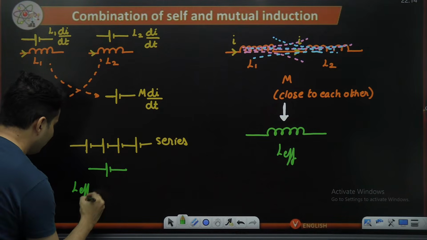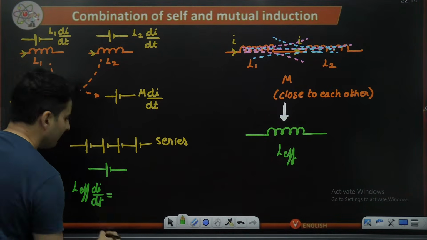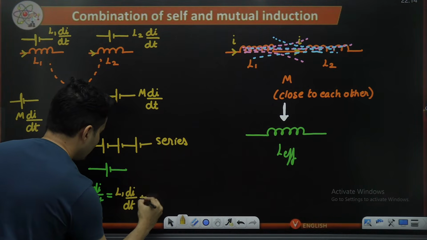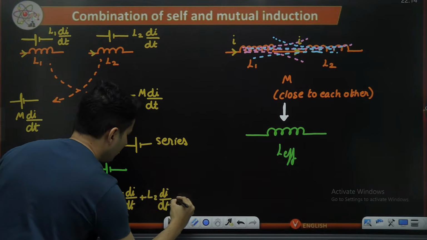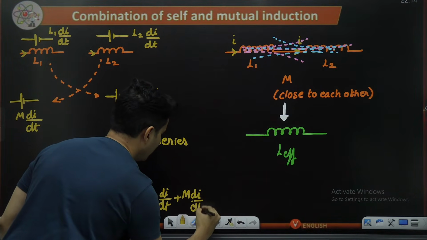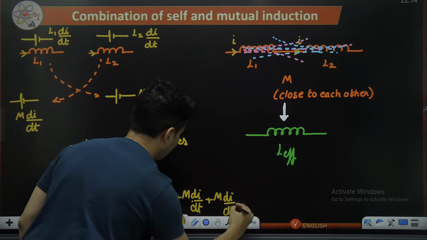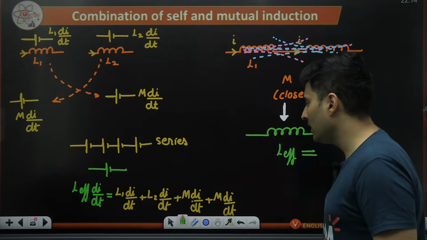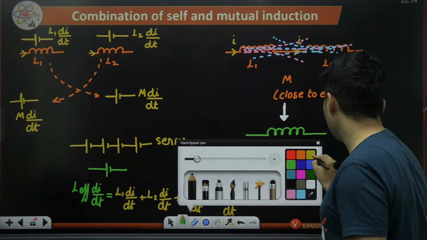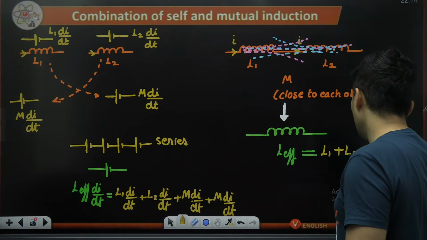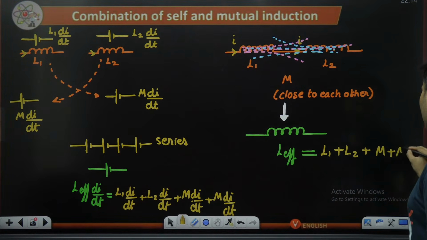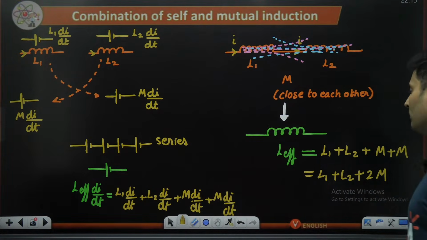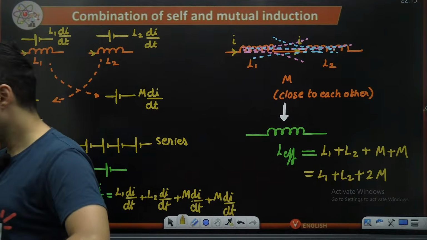So L effective di by dt will be nothing but L1 di by dt plus L2 di by dt plus M di by dt plus M di by dt. Di by dt will cancel. So what am I left with then? L effective will be L1 plus L2 plus M plus M, which is L1 plus L2 plus 2 times M. That is the answer: L1 plus L2 plus 2 times M.